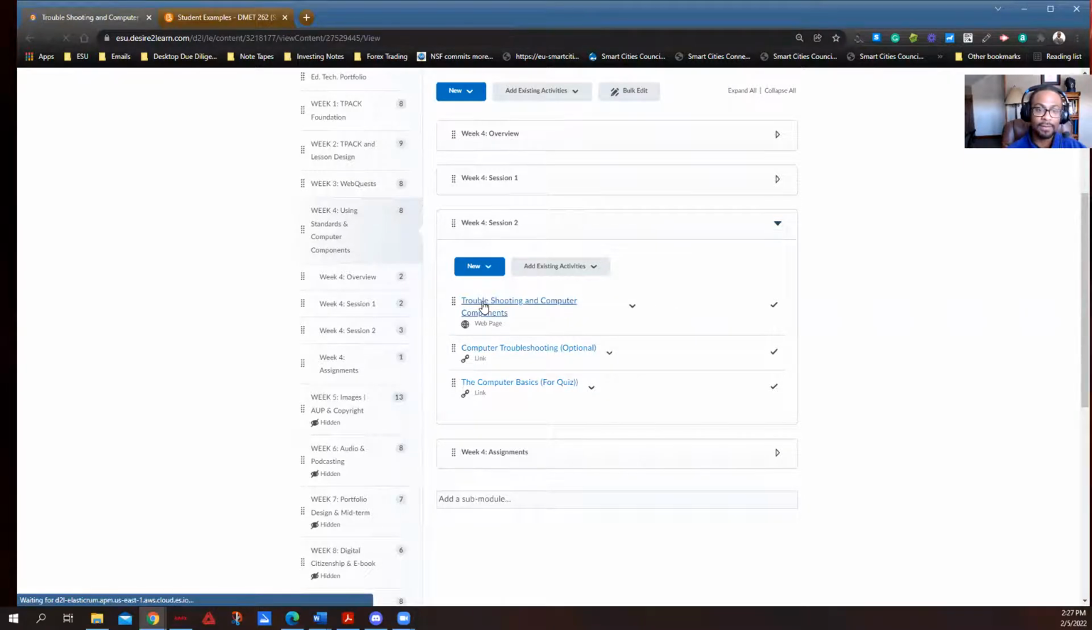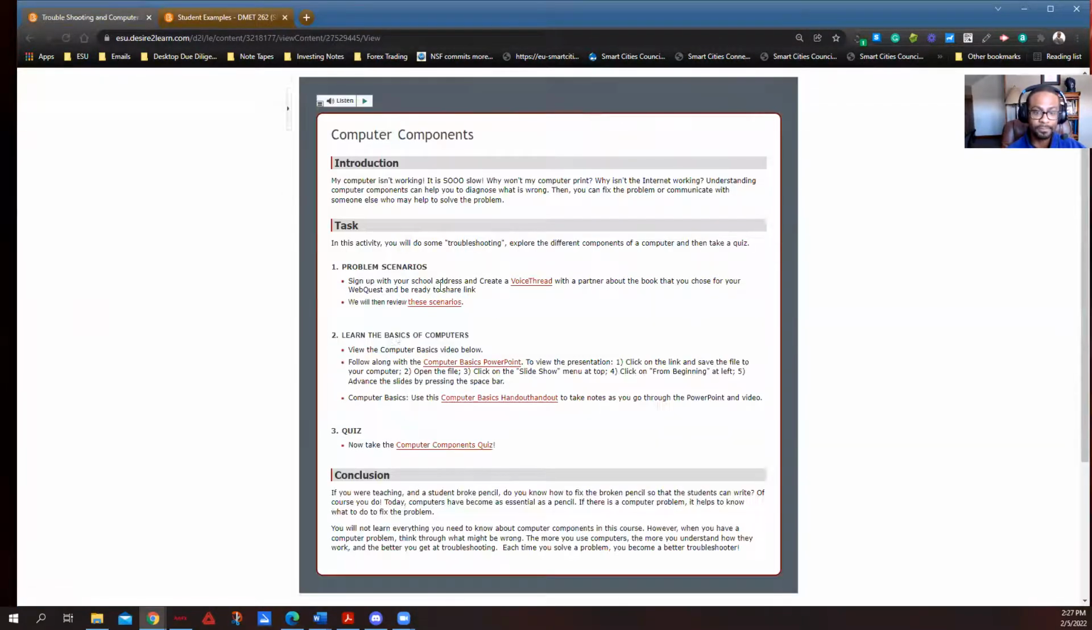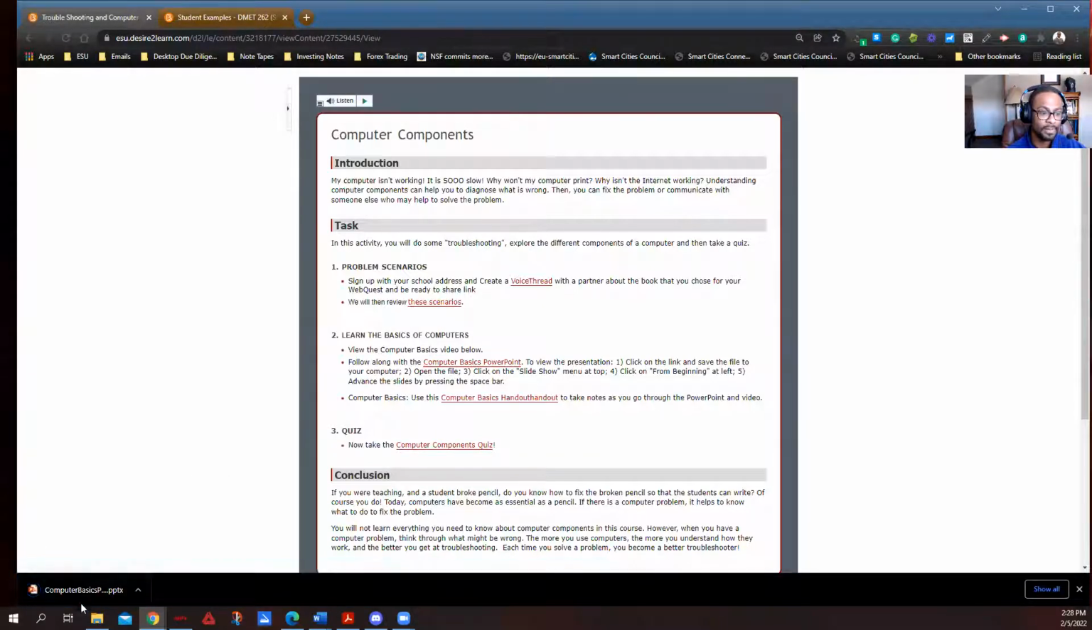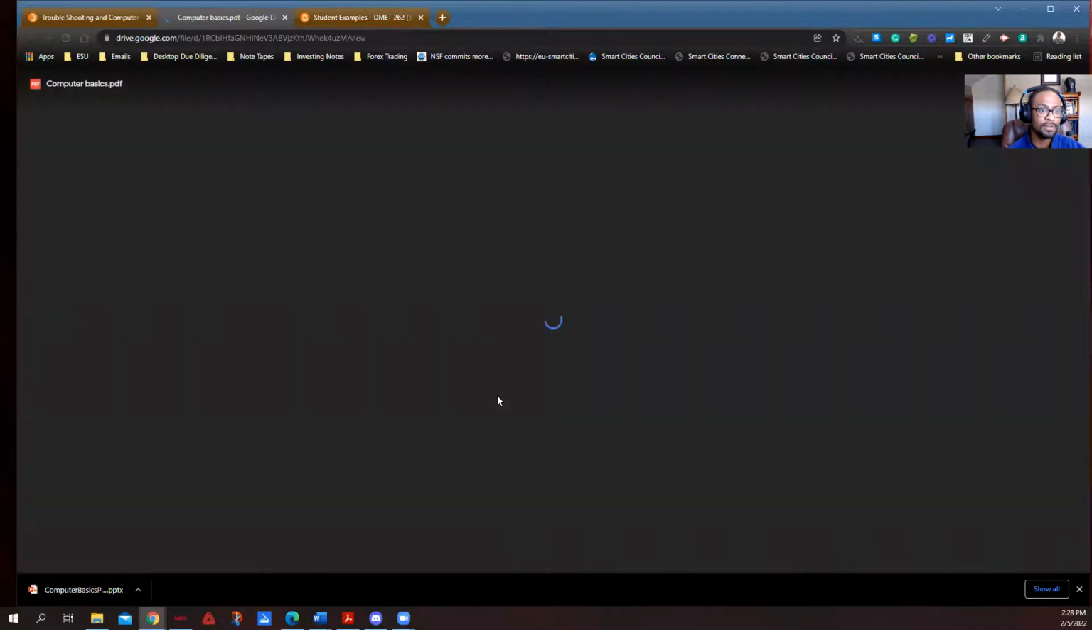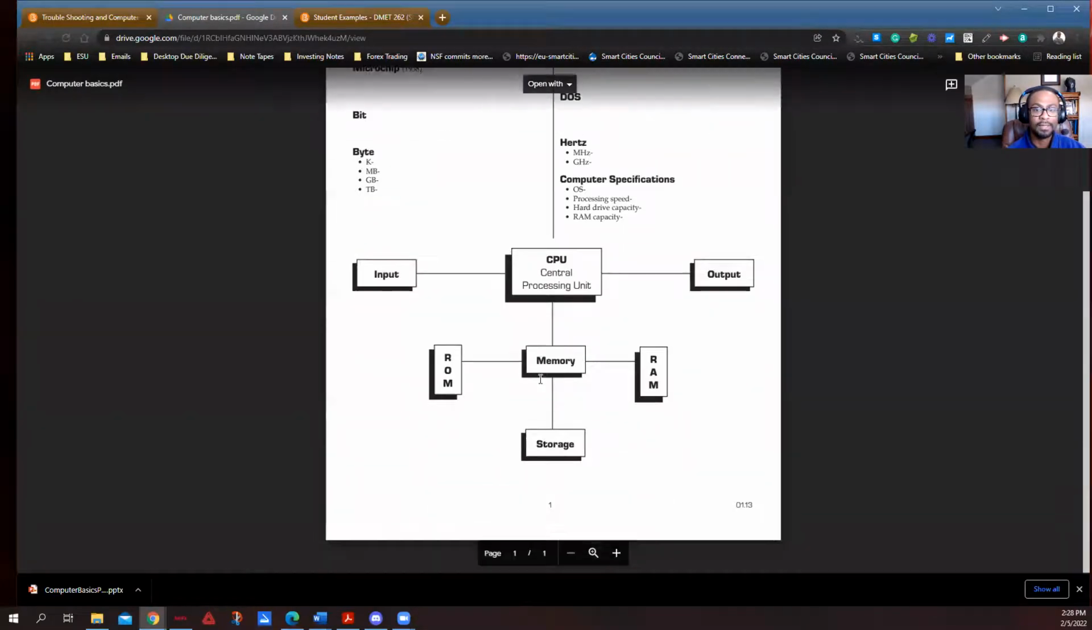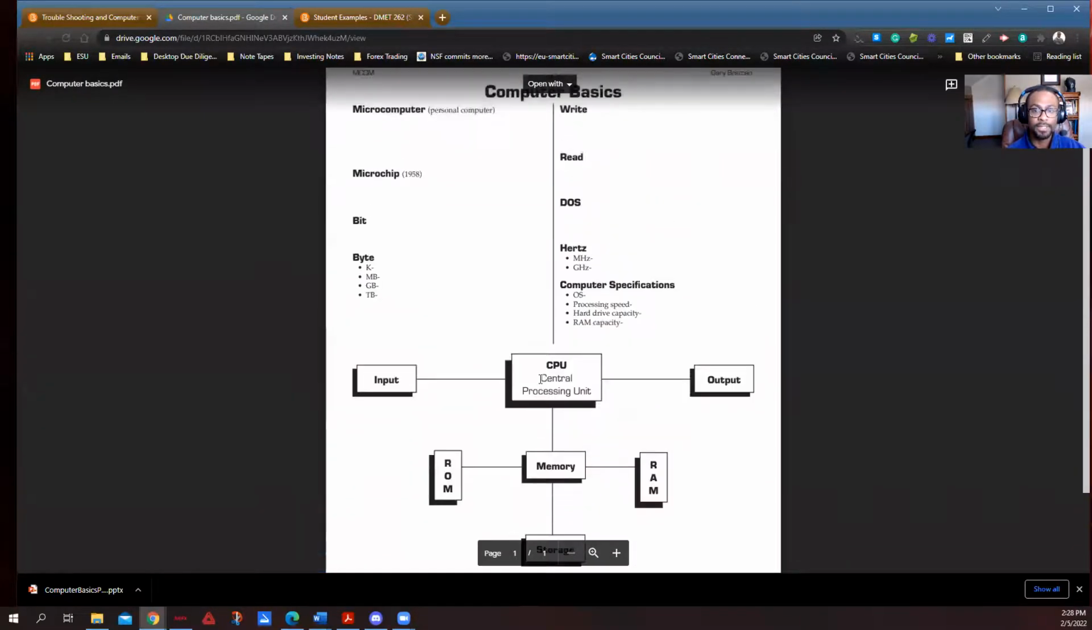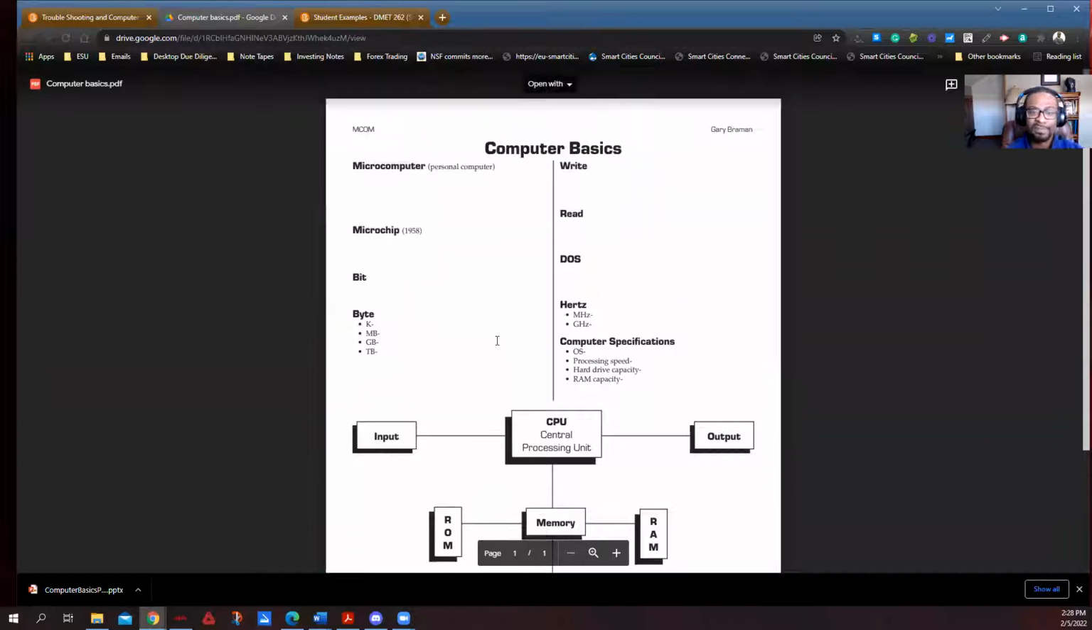So this is, again, the module. I'll just walk through it a little bit, try to look at some things. This is a Computer Basics PowerPoint. You can download it. You see when you hit that, it'll download. I have a handout as well. Hopefully they're not two different things. Okay, that walks you through the basics of a computer.